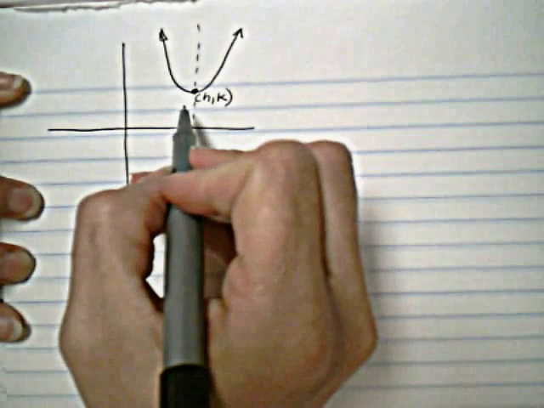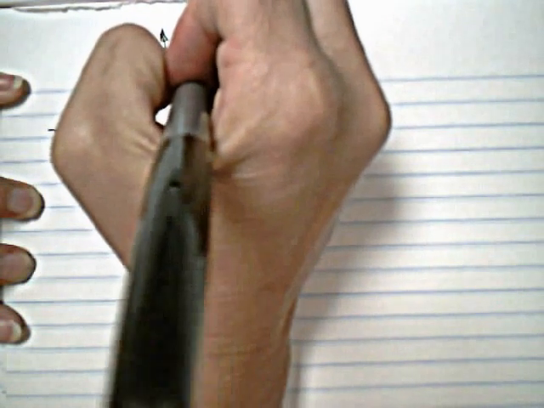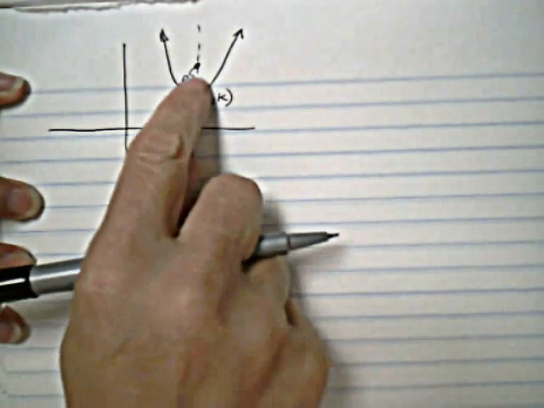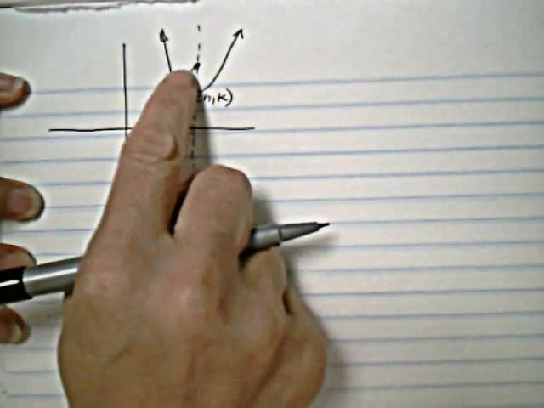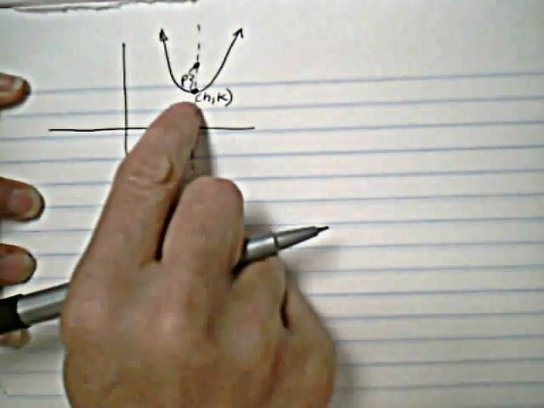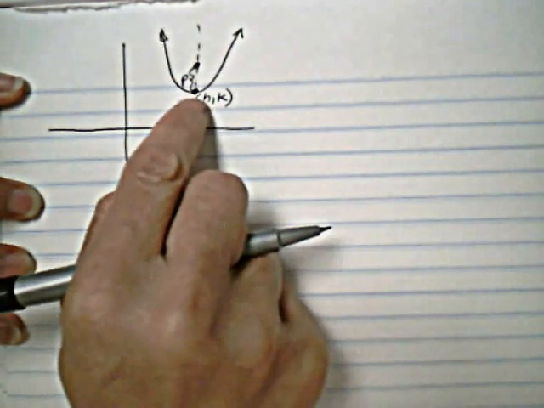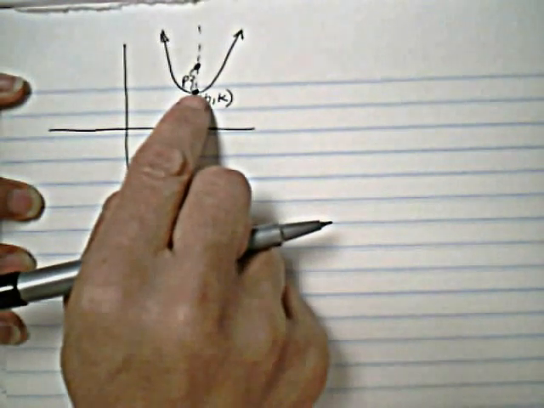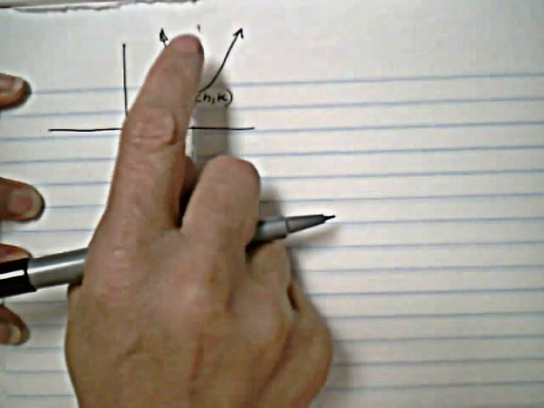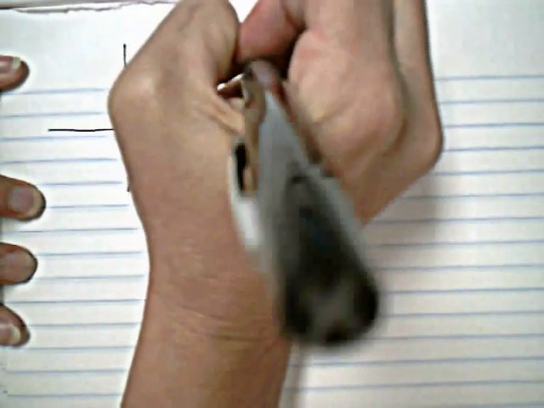We said that our focus is a distance p away, and it still will be a distance p away from my vertex. What gives us this coordinate right above there? The h is going to stay the same because this is a vertical line, but my y value is going to change because I'm going to go up p units from this point. So if the y value here is k, then the y value for that point is going to be k plus p. So the focus is now (h, k plus p).